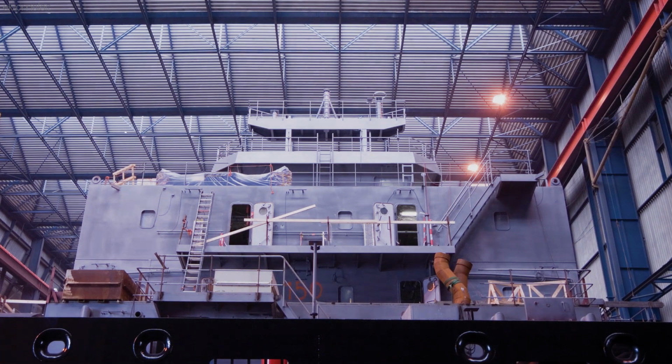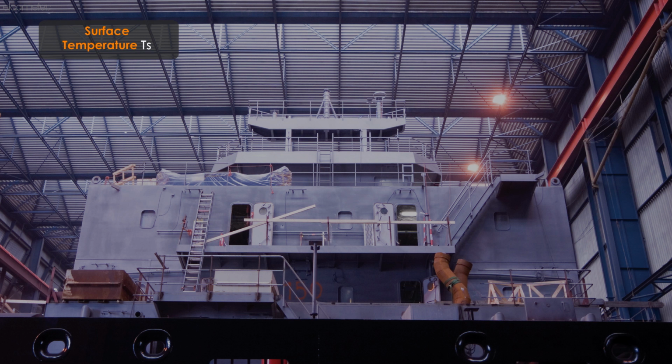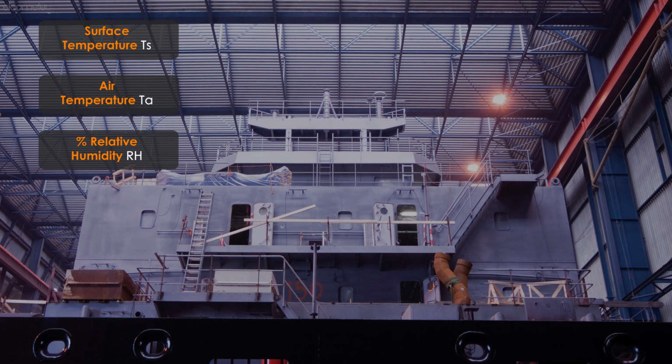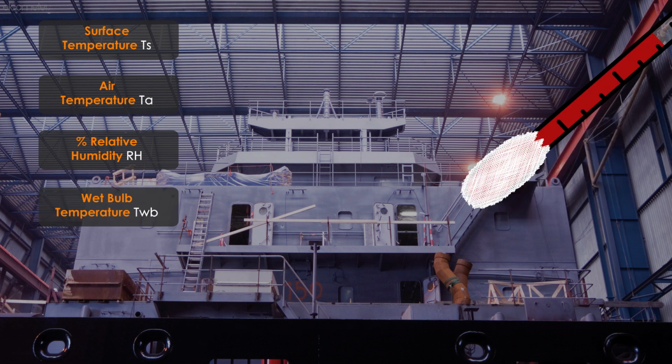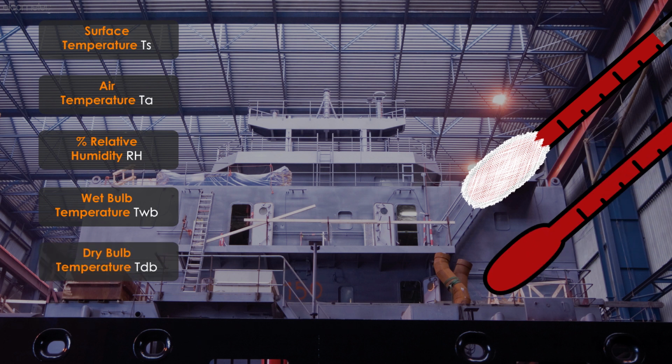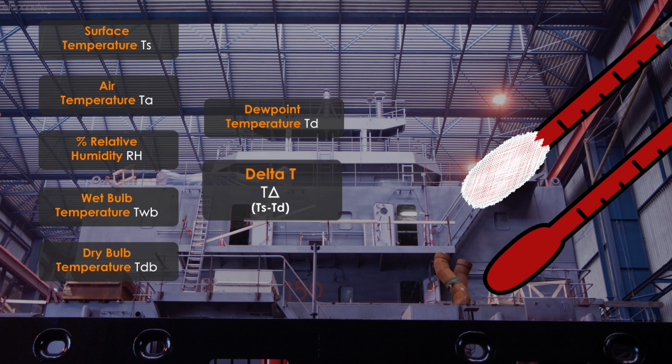The key climatic parameters include surface temperature, the temperature of the surface to be painted; air temperature, the temperature of the air surrounding the surface to be painted; relative humidity, the amount of water vapour present in the air compared to the maximum possible, expressed as a percentage; wet bulb temperature, the air temperature as read by a thermometer that's covered in a water-soaked fabric over which air is passed; dry bulb temperature, the temperature that is usually thought of as air temperature; dew point, the temperature at which moisture condenses on a surface, calculated from the air temperature and relative humidity; and the delta T, the difference between the surface temperature and the dew point temperature. Yes, that is a lot of temperatures.